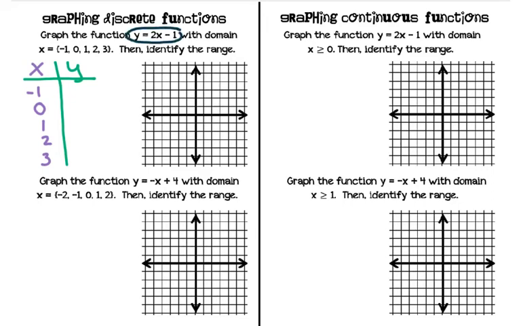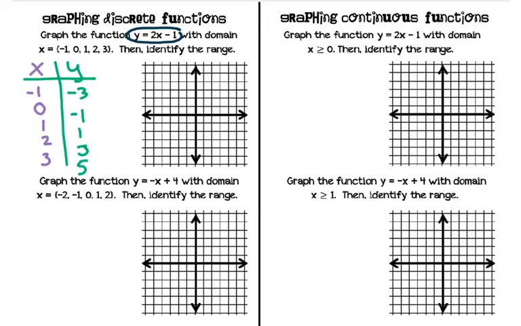So 2 times -1 is -2, minus 1 is -3. Feel free to check these with the calculator if you need to. The next one, we would get -1, because 2 times 0 is 0, minus 1 is -1. Then we're going to get 1, and hopefully you're recognizing the pattern. So 3, and then 5.